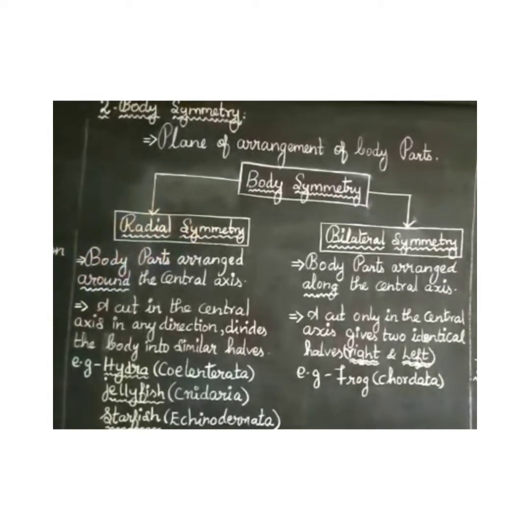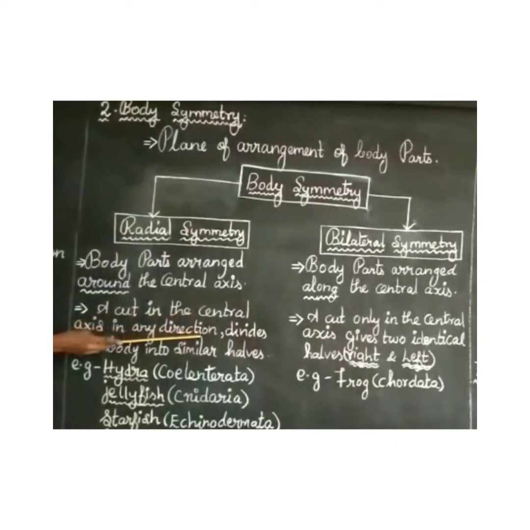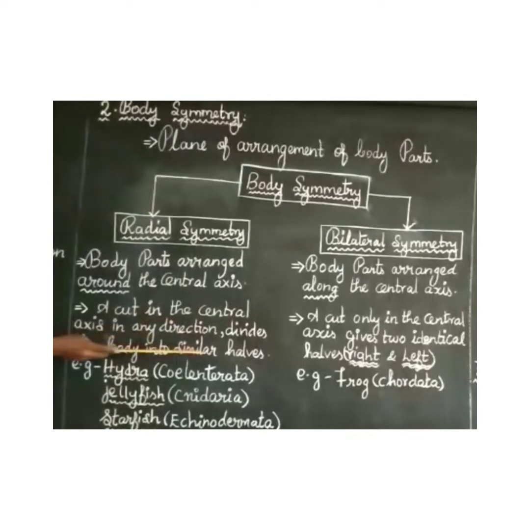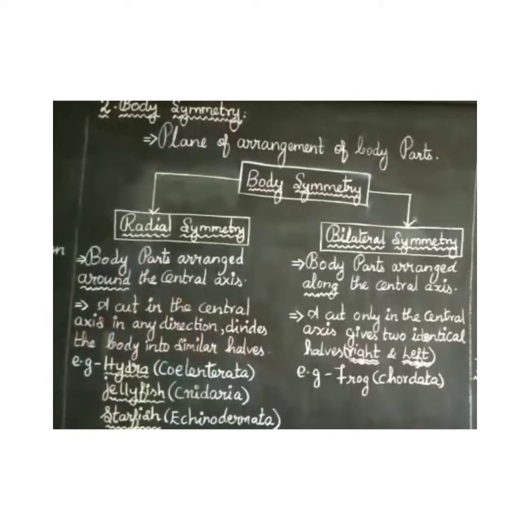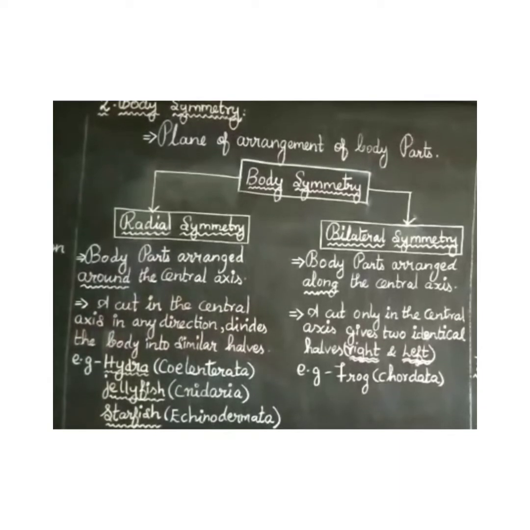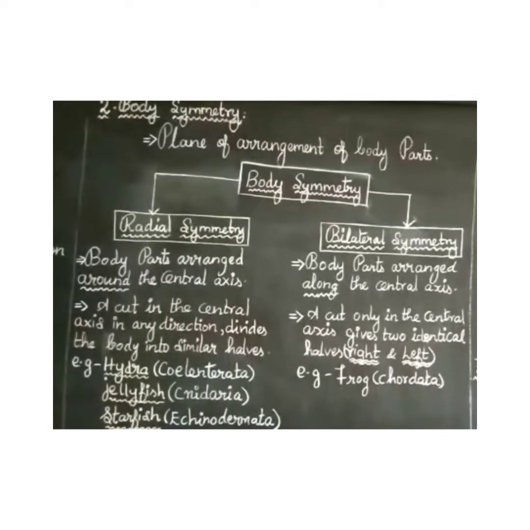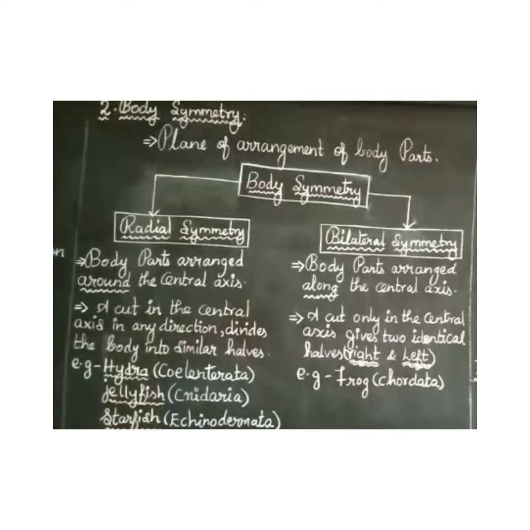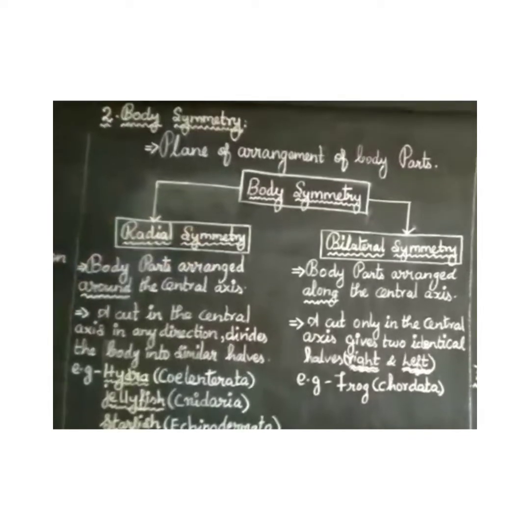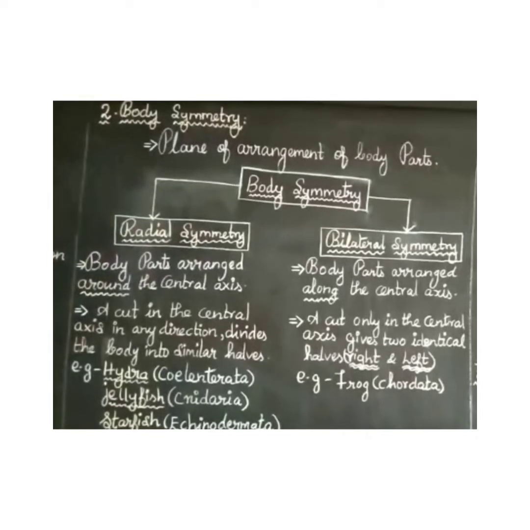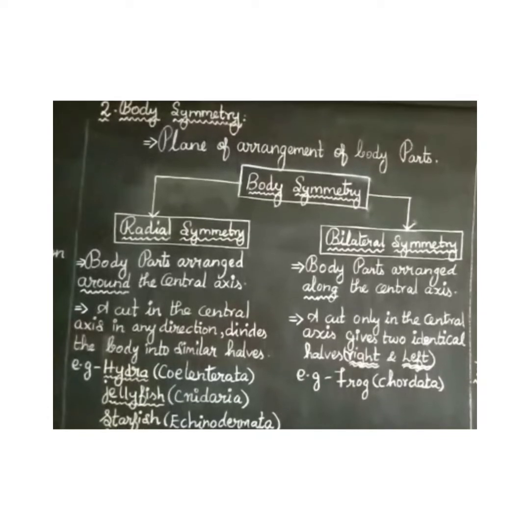Okay, clear? I will give you a clear example. A cut through the central axis in any direction divides the body into similar halves. When we cut those animals in any direction, either in a cross section or a longitudinal cut, the body gives 2 equal halves. That is called radial symmetry. I will explain it with a diagram, then you will be clear. First we see the definition and examples, and after that I will explain with the diagram.